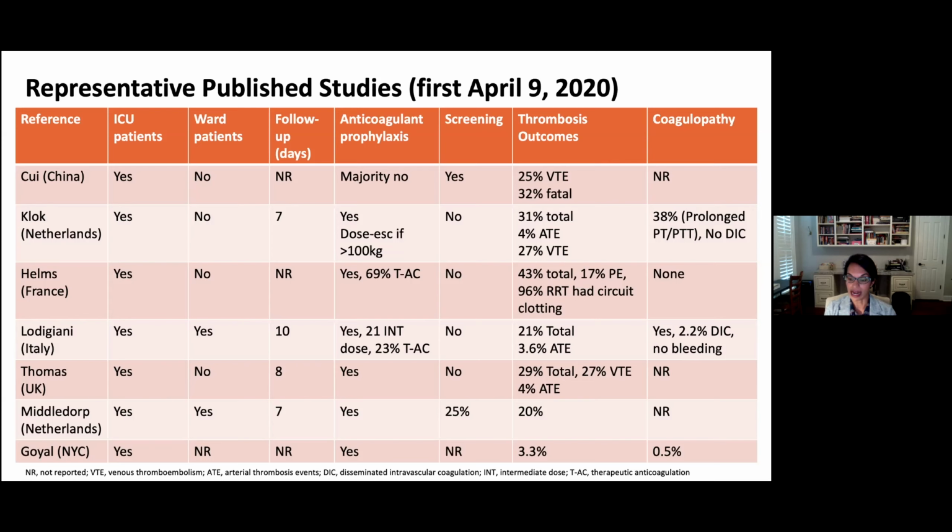Some studies found that ICU patients were higher risk for VTE than general ward patients. And most studies reported outcomes with significant number of patients still hospitalized, which can of course affect incidence rates at the time of analysis. The follow-up duration was short in many of these studies, so we really do need long-term follow-up. And then radiographic screening strategies for VTE was varied among these studies. And of course, this can affect thrombosis rates. You'll see in the last column here that bleeding or DIC rates were quite low.